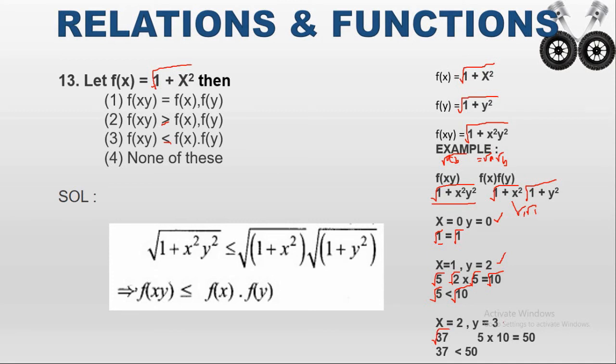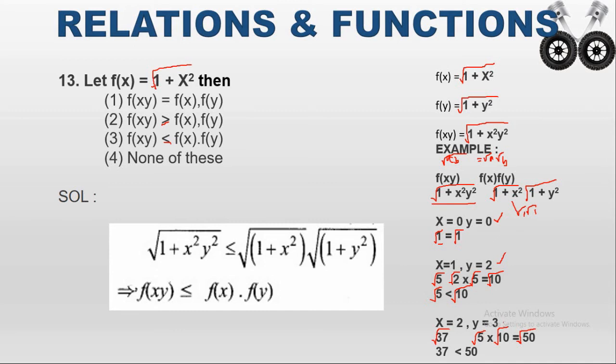In RHS, 1 plus 2 square, 2 square value is 4, 4 plus 1 is 5. So square root of 5. Then 1 plus 3 square, 3 square is 9, that is 9 plus 1 is 10. So the answer is square root of 10. So square root of 5 into square root of 10 is square root of 50.